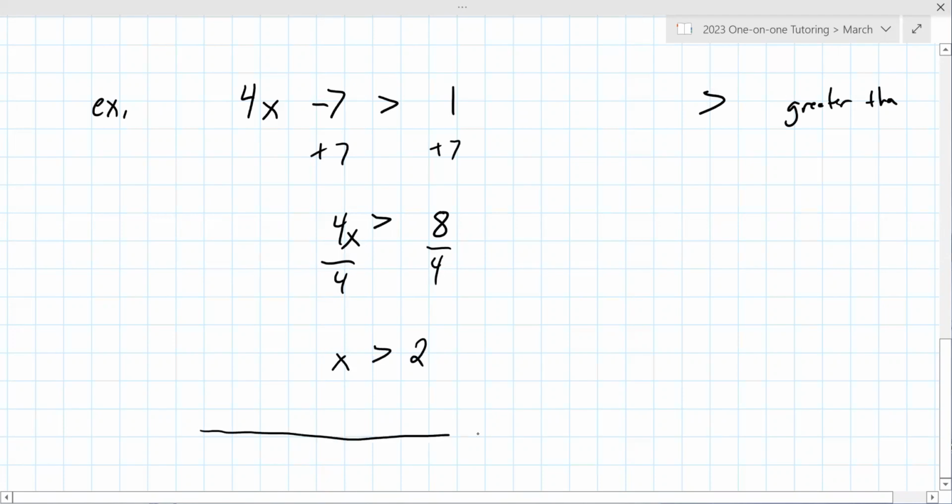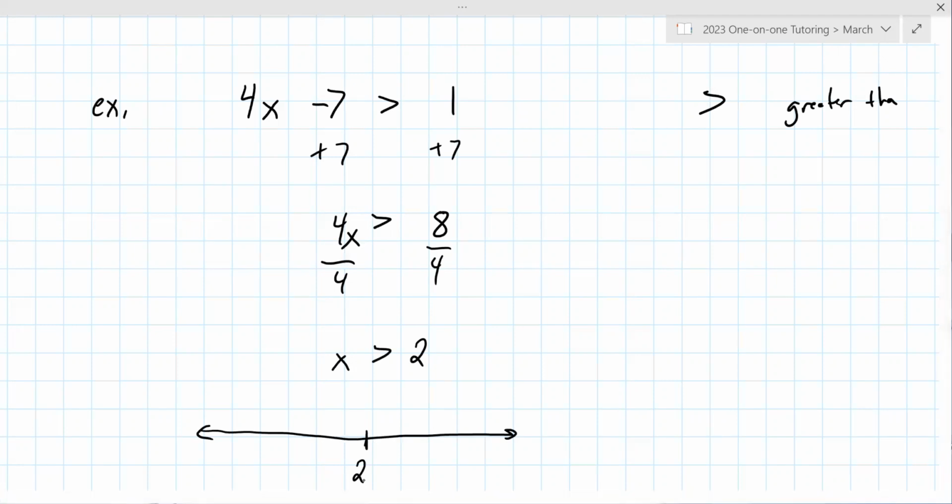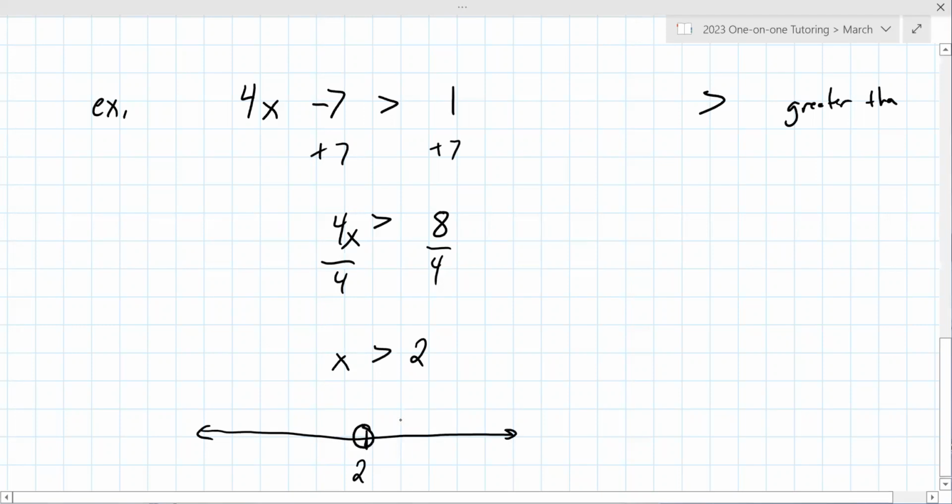And then did you set the line up? I only ever put 1 point on the line because it's the only one you really care about. Now, is it an open or a filled in bubble? Open. And then are you shading to the left or the right? To the right, yes. Now, is 4 greater than 2? Yes, so this is true.